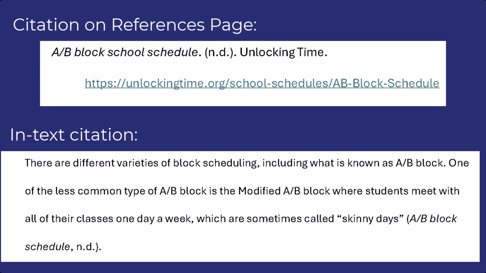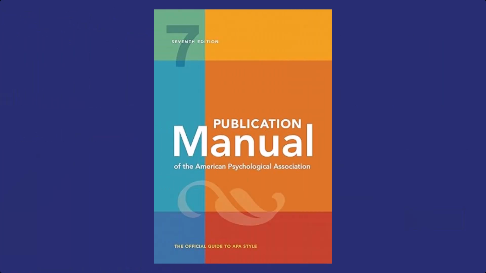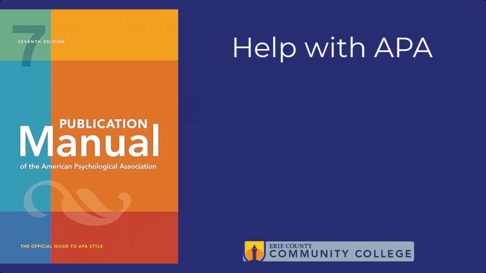Finally, if you cite a source with no listed author, your in-text citation would be the first 5 or 6 words of the title in quotation marks, followed by a comma, then the year. There are lots of rules for APA citations. If you ever get confused when citing, try searching for the answer using a trusted website or ask a librarian.